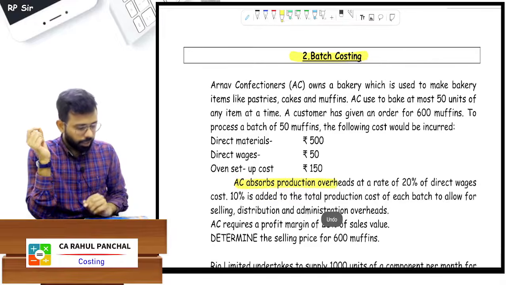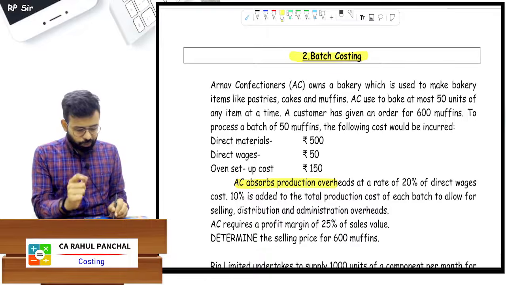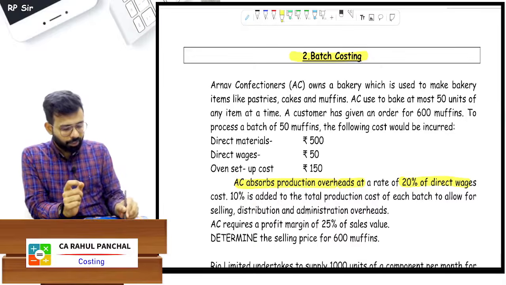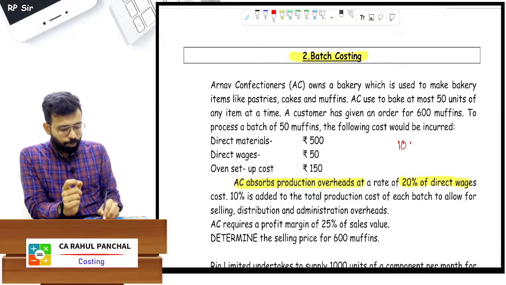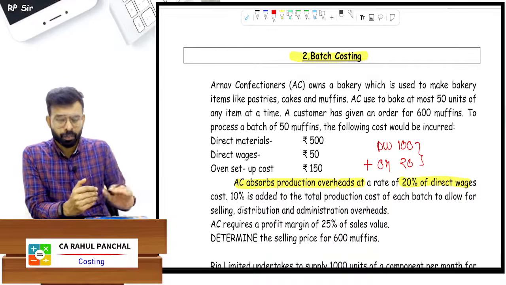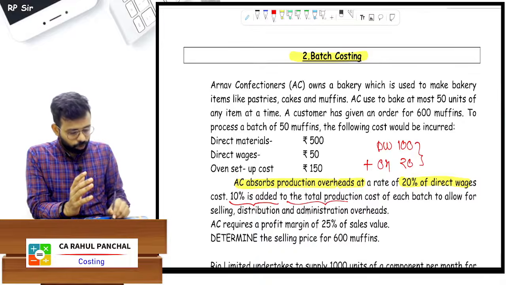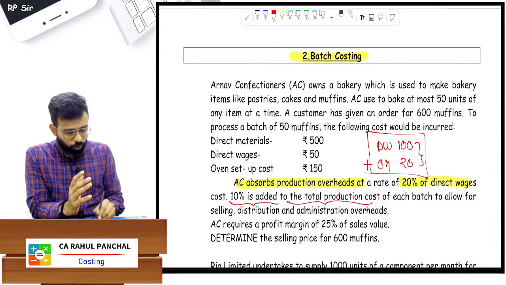So AC, which is the name of the company, absorbs overheads or recovers fixed overheads at the rate of 20% of direct wages. It means if you incur 100 rupees as direct wages, overheads will be recovered at 20%. It means 20 rupees will be added for overheads, like your rent and other expenses. Then again 10% is added to the total cost of production. After adding everything, you get total cost.